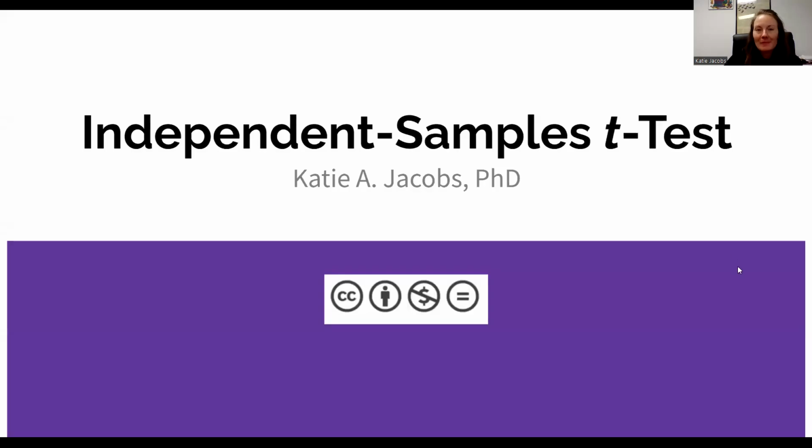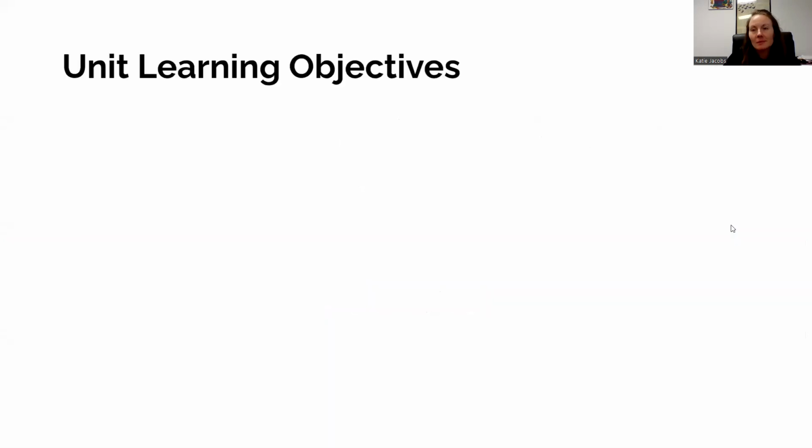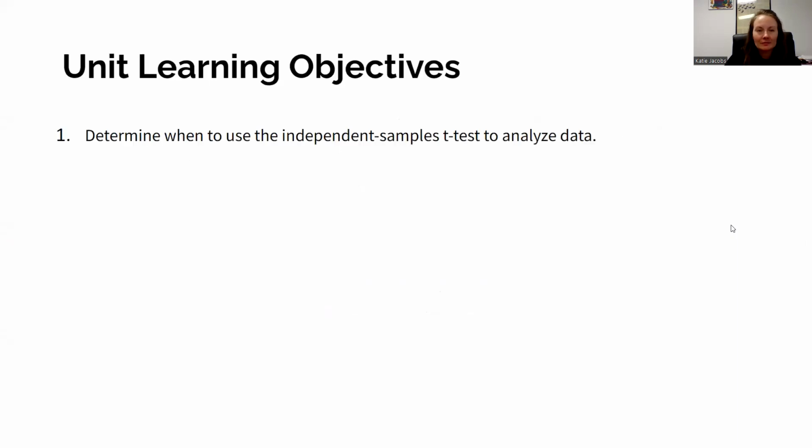Hey everybody, welcome back. This week we're going to be learning about the independent samples t-test. There's some things that I want you to be able to do by the time we get to the end of this unit. I'd like you to be able to determine when to use the independent samples t-test to analyze data.